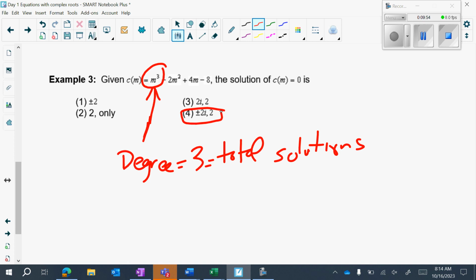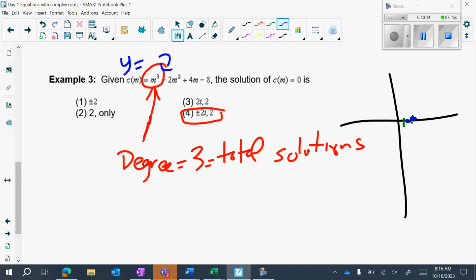The rest of them only have 2, 1, or 2. So now let's actually graph it. So go to y equals right now and type this equation in and see what it looks like. Okay, now for those of you that graphed it, what you should see when you cross the x-axis is that it only crosses in one place at 2.